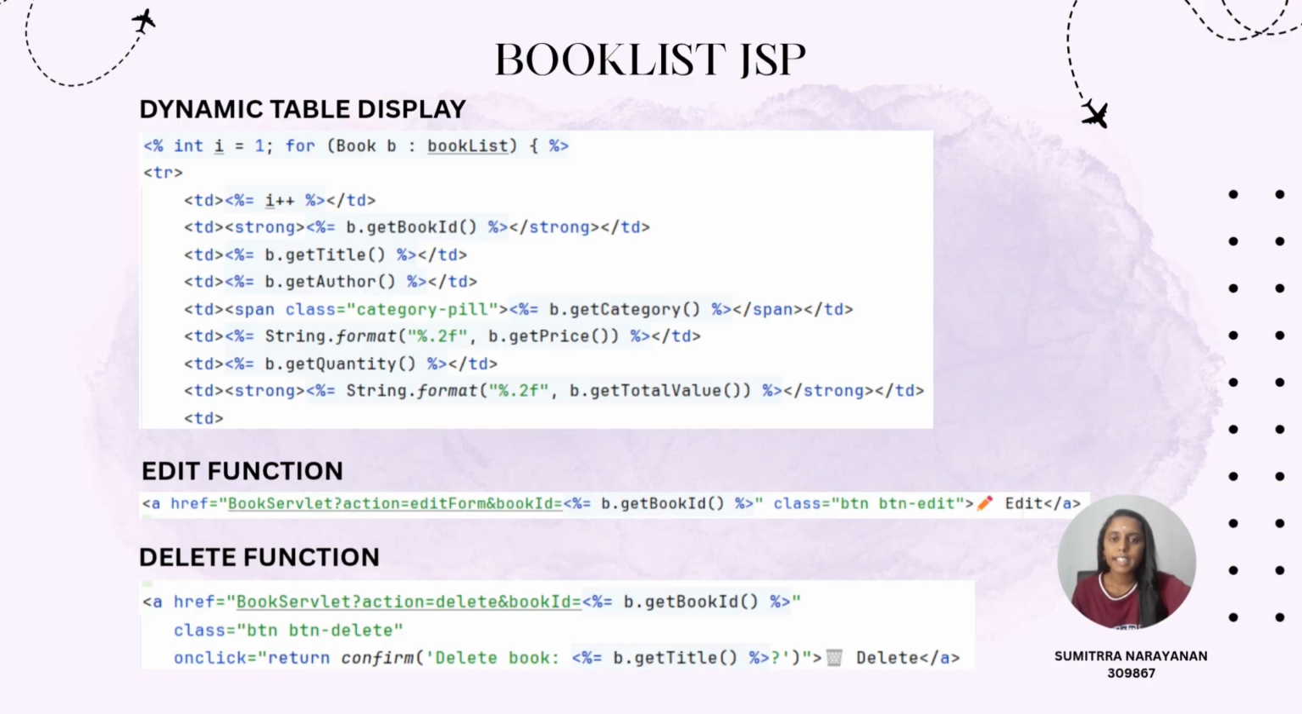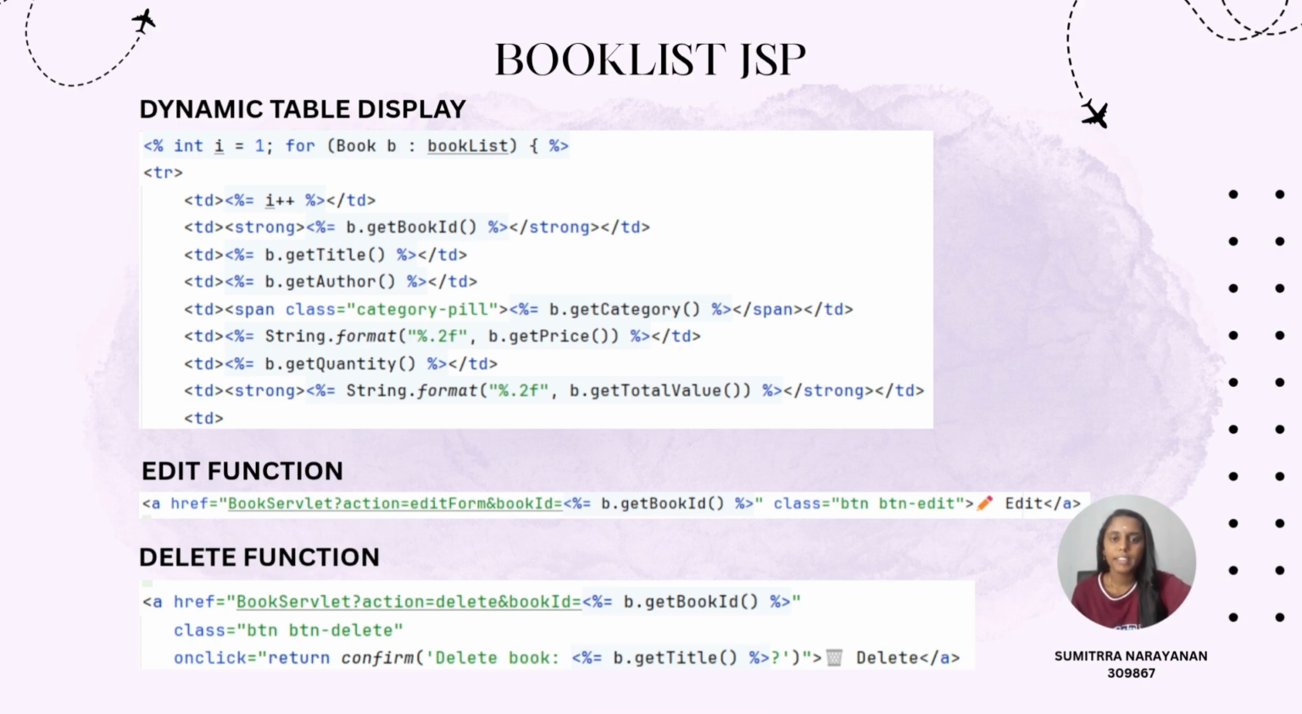And the fourth one is edit function. This section implements the edit functionality. When the user clicks the edit button, the selected book ID is sent to book servlet using URL parameters. The servlet then identifies the selected book record and opens the edit form with the existing book information for updating.